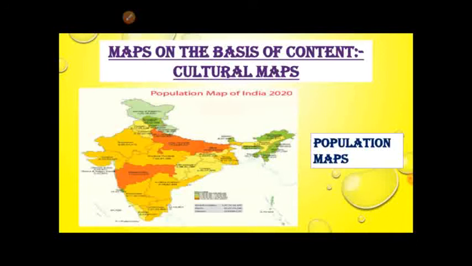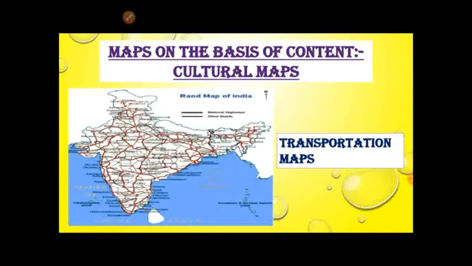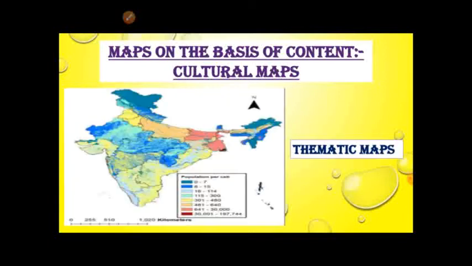Population maps show the distribution, density, and growth of population, occupation structure, and literacy. Economic maps represent the production and distribution of different types of crops and minerals, location of industries, trade routes, and flow of commodities. Transportation maps show roads, railway lines, and the location of railway stations, airports, seaports, etc. Thematic maps represent the distribution of a particular feature or theme.